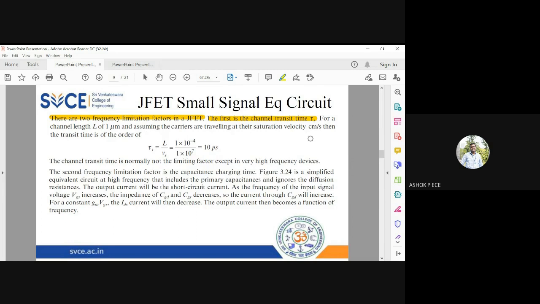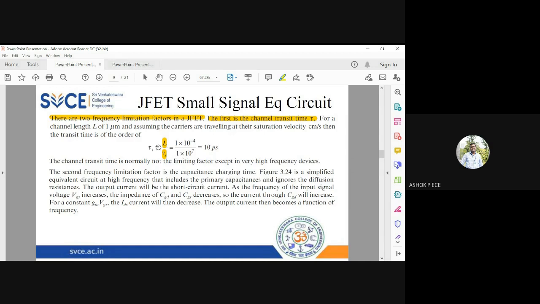It is given by tau t. And you know, time is going to be distance by velocity. So tau t equals length of the channel divided by saturation velocity. Saturation velocity is the velocity at which the carriers are traveling at the maximum speed.